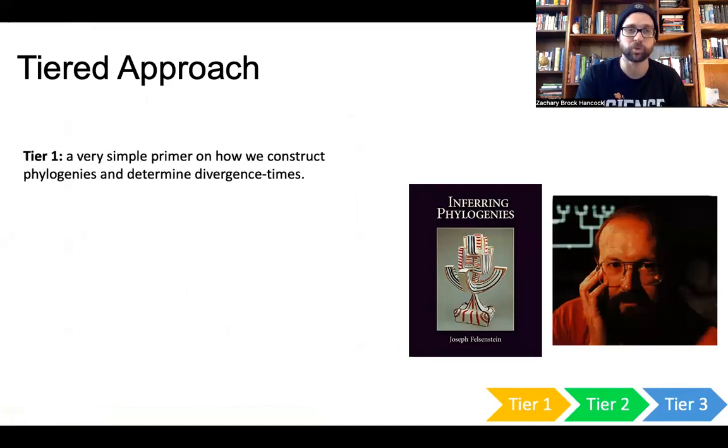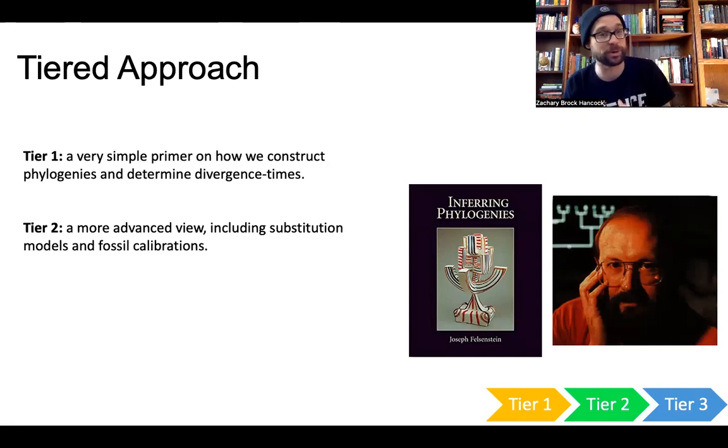And so first, we're going to do a very simple primer. We're going to start off assuming you know absolutely nothing about phylogenetics, how phylogenies are built, anything like that. If you're coming in completely fresh with no background knowledge, this tier is for you. This should prime you to sort of be able to follow the next two tiers. If you do have some phylogenetic background, this might be like a very simple thing that you can just kind of gloss over.